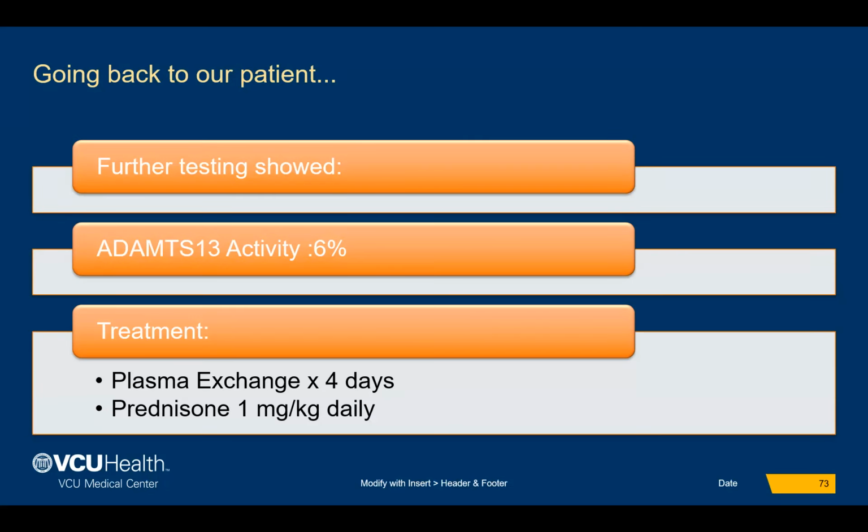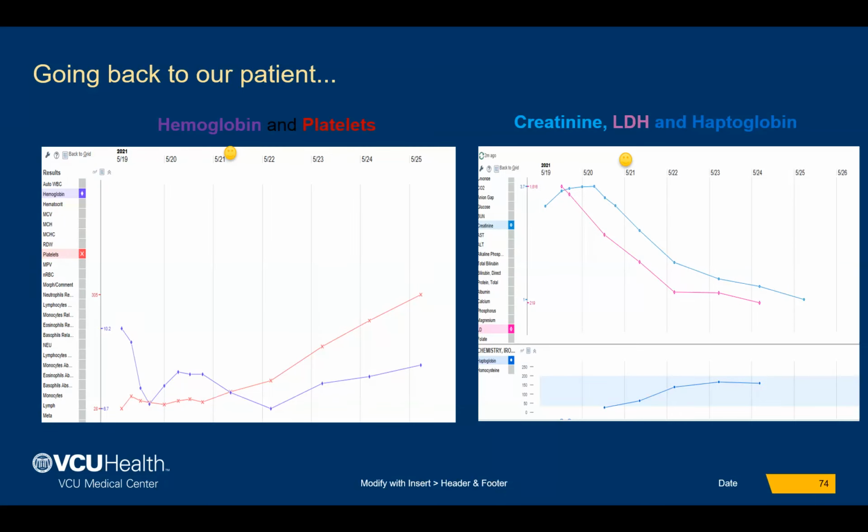So going back to our patient, we got the results back, and the ADAMTS13 level was 6%, which is less than the 20% threshold that we keep. And so she was started on plasma exchange for about 4 days. We also gave prednisone 1 milligram per kilogram daily for immunosuppression. And then we can see that 5/21 was when she got the plasma exchange started. The blue is the hemoglobin, the red is the platelets. So we can see with initiation of the PLEX, the hemoglobin levels started rising, and so did the platelets.